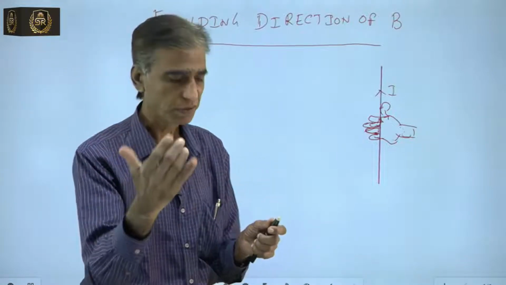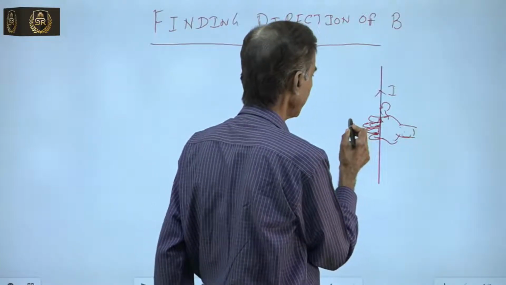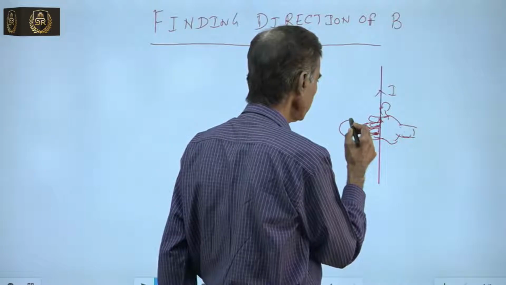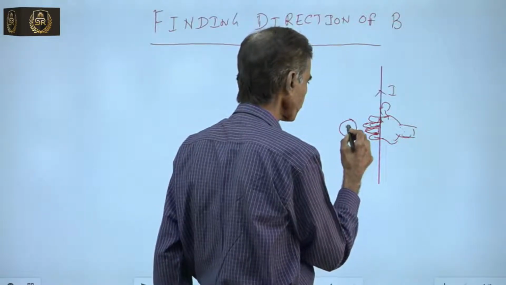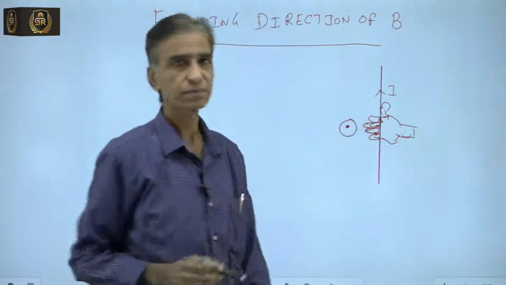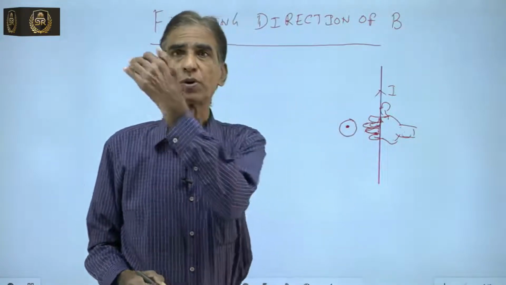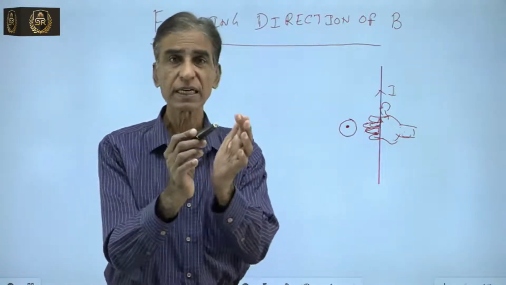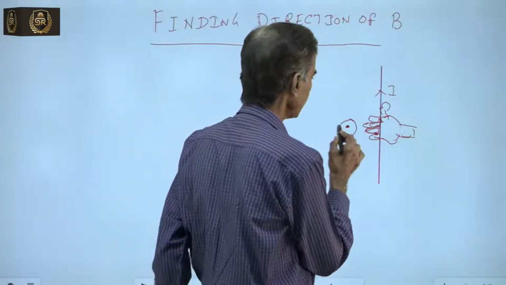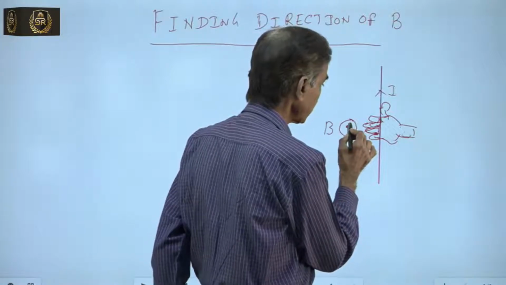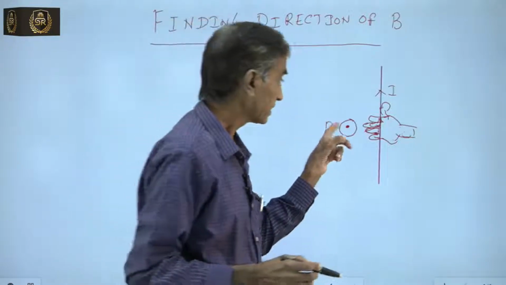When the field is out of the plane, we are going to indicate it by a circle with a dot. Like this we will put a dot. That is the field coming out of the board, means out of our notebook page. This is the head of the arrow. Arrow head will be there, no point. That is the symbol of this one.